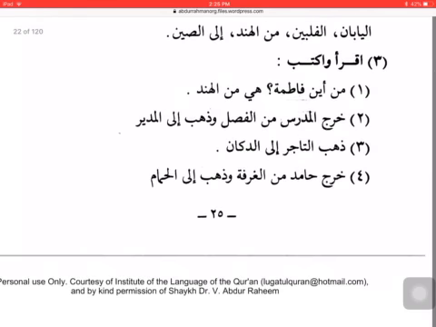Al ghurfatu. The next one is, I see a harf of jar min, and after that al ghurfa. Min is going to force al ghurfa to be in jar state to take a kasra. So min al ghurfati. So you just go ahead, and if you see a harf of jar, for now, you know fi, ala, min, ila. You see any of these harf of jar, the noun after it, you need to put a kasra on it. If you don't see the harf of jar, then you put a dhamma on the noun. Then number 3 is saying iqra waktub.